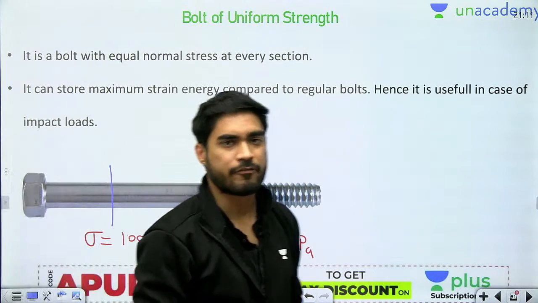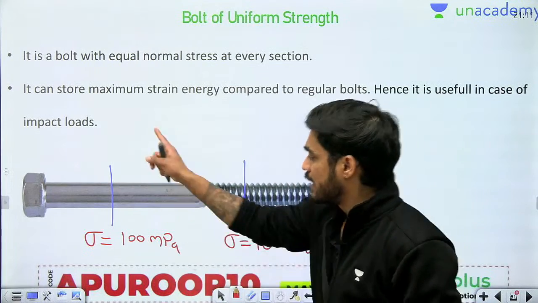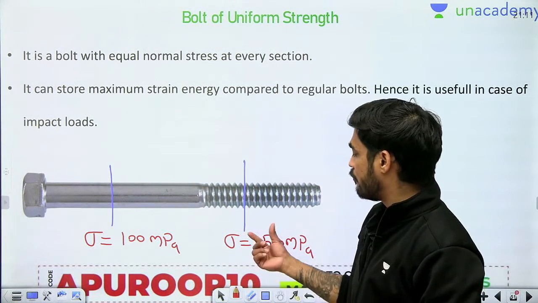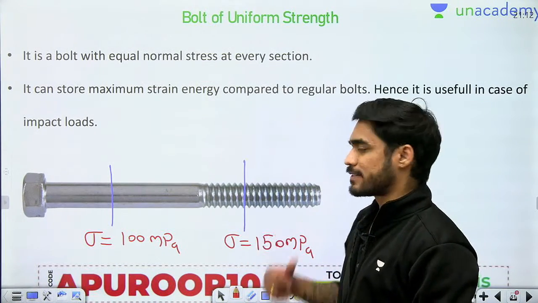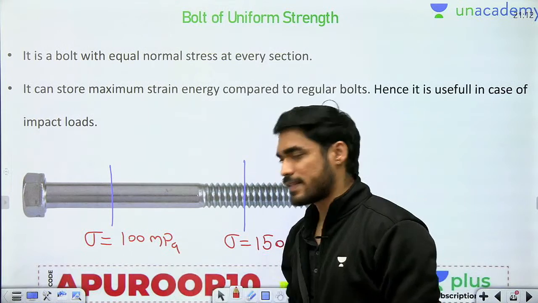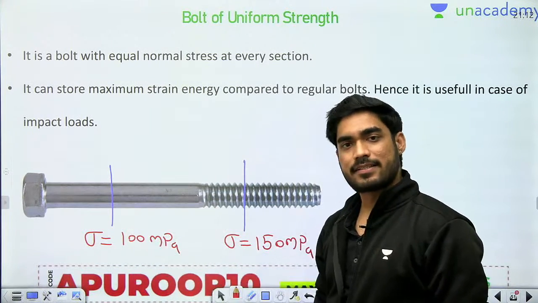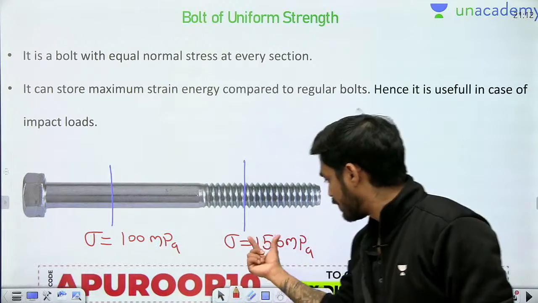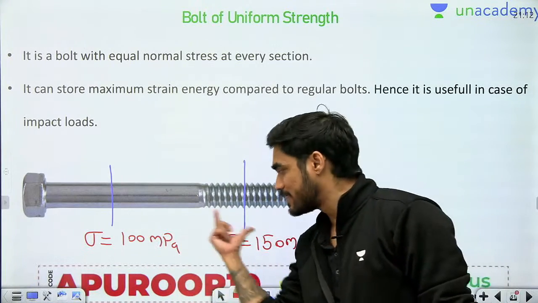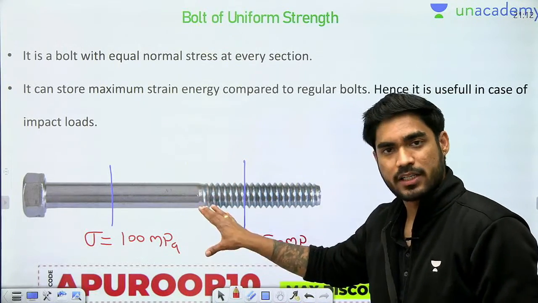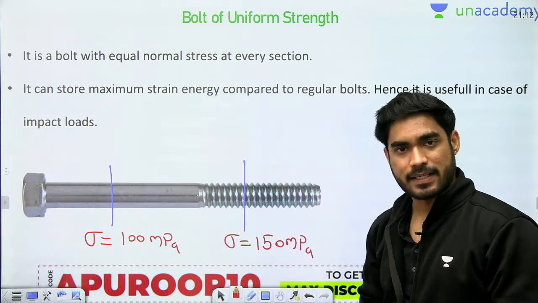What will be a bolt of uniform strength? If the stress here and here are equal. Now beta, will you reduce this stress? You can't reduce this stress, but can you increase this stress? Yes, I can increase this stress. I can increase this stress up to what level? I can increase this stress up to 150. Why can I increase this up to 150? Because beta, I have already designed this bolt to sustain 150 megapascal, right?